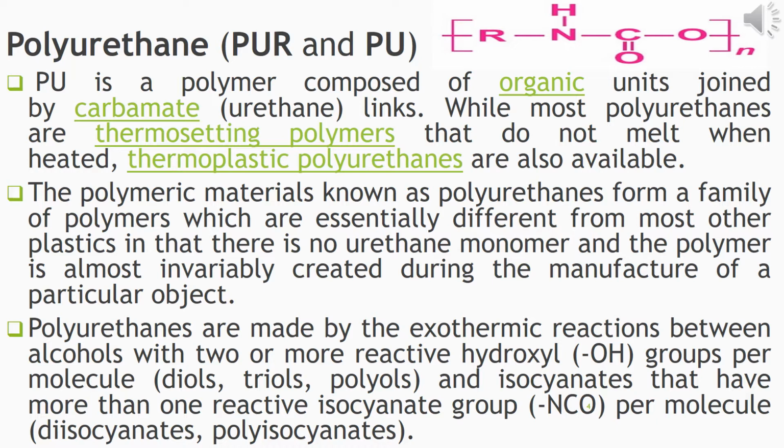Polyurethane, PUR and PU. Polyurethane is a polymer composed of organic units joined by carbamate urethane links. What are carbamate links or urethane links? Here you can see the formula given above in pink color is the chemical structure of the carbamate link, the urethane linkage.